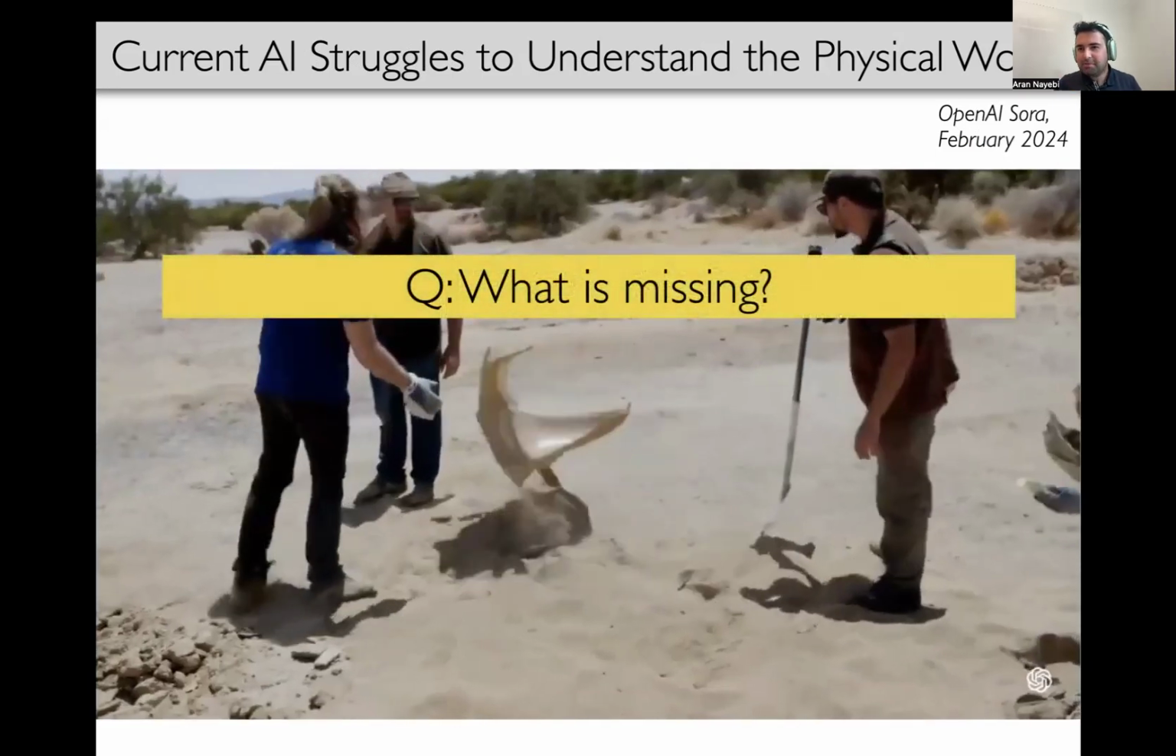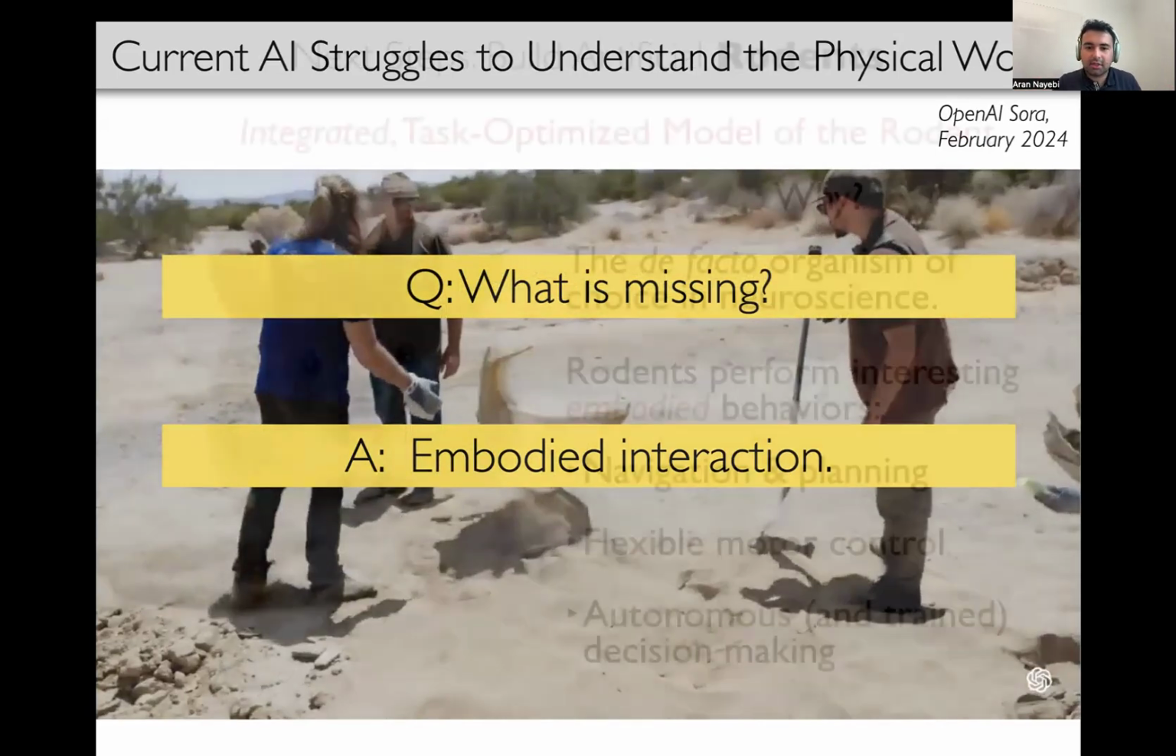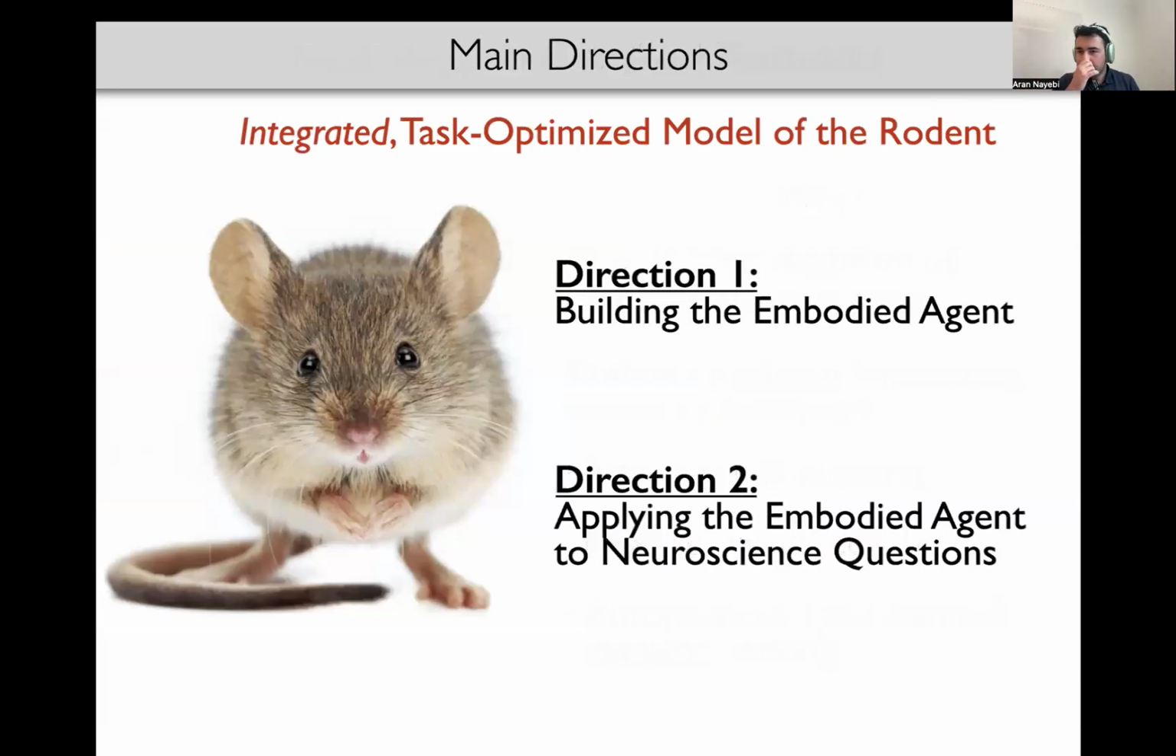So a natural question is, what's missing to really extend this further? And I would argue that we need not just passive training on videos, but to really model embodied interaction to get this common sense physical understanding. So how are we going to do this? Well, I'm going to split this into two directions. One is building the embodied agent, and the second direction is applying the embodied agents to neuroscience questions.